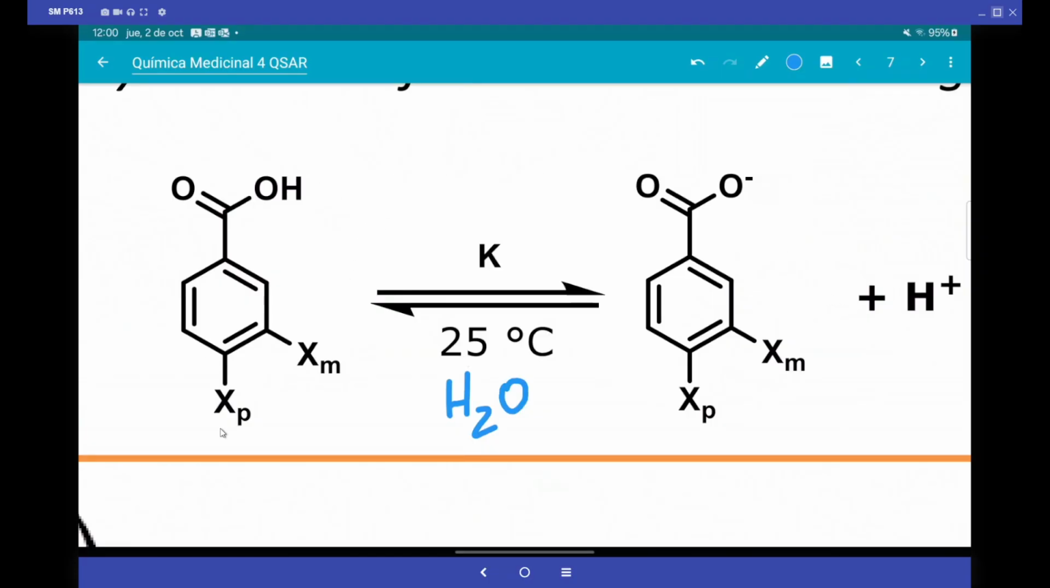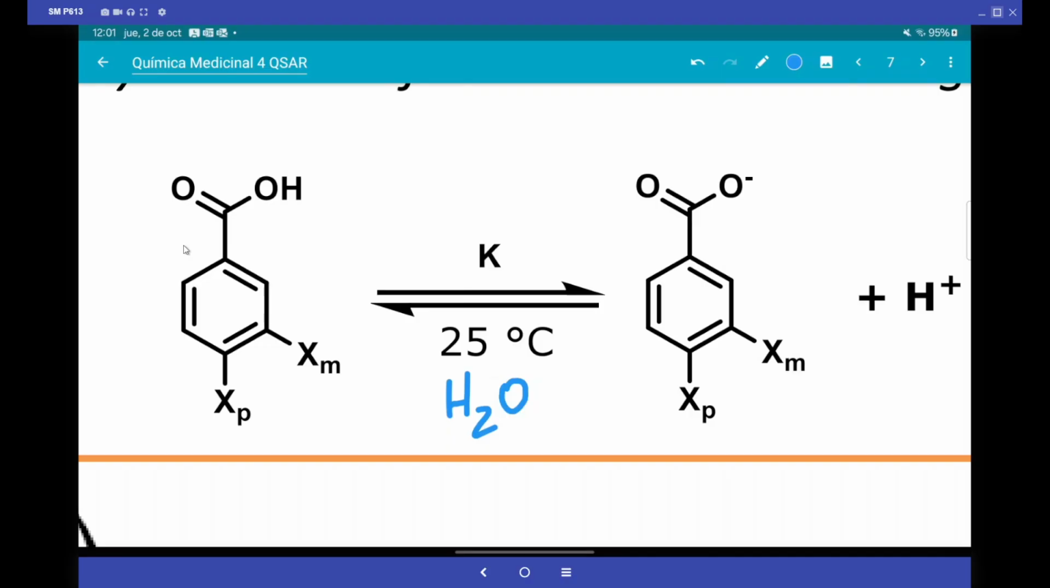When the acid has an electron attractor in meta or in para, the acid is more acidic. Yes, exactly, with an electron attractor, the acidity increases. It ionizes more easily and therefore becomes more acidic. That is, does the value of the constant increase or decrease? The value of the constant will increase because we have more product and less reactant.